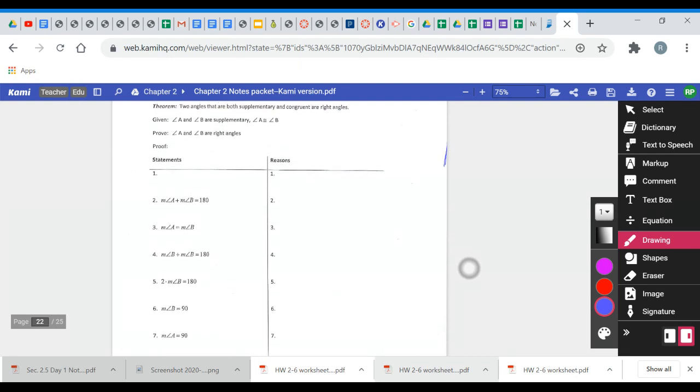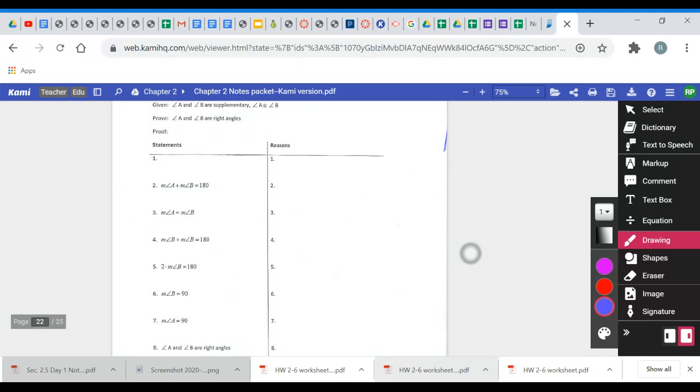Okay, so it says two angles that are both supplementary and congruent are right angles. So you can see here what's given is that angle A and angle B are supplementary and that angle A is congruent to angle B. And we want to prove that they are right angles. So I'm going to get my given information here. Angle A and angle B are supplementary, and angle A is congruent to angle B. All right, we know that is given.